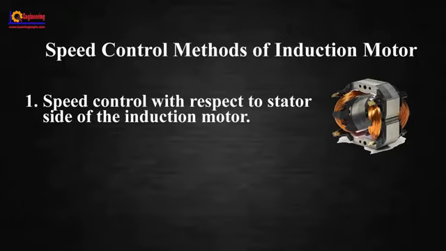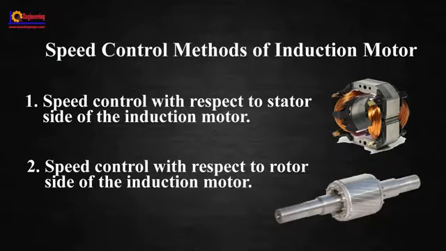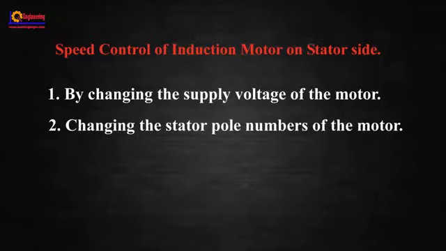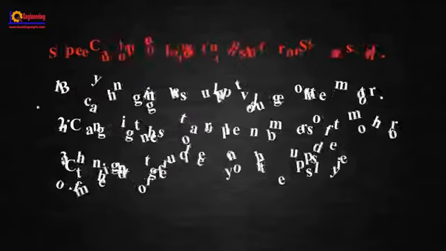Following are the two main types of controlling arrangement which need to be considered when controlling induction motors. Speed control with respect to stator side of the induction motor. Speed control with respect to rotor side of the induction motor. The speed control of induction motor from the stator side can be subdivided into several speed controlling methods, such as changing the supply voltage of the motor, changing the stator pole numbers of the motor, and changing the frequency of the supply side of the motor.